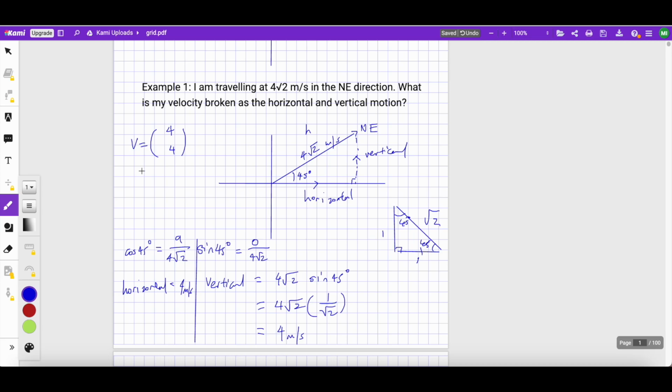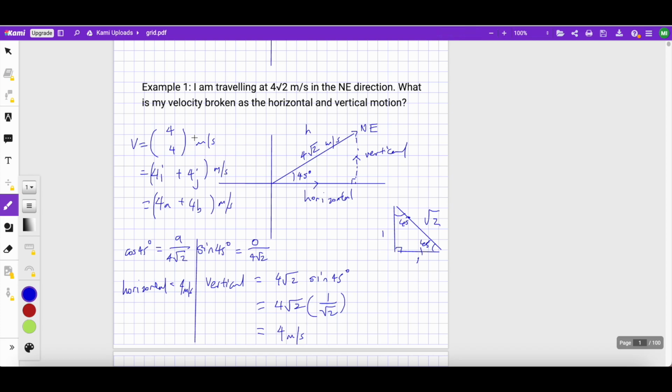Or you can say, okay, I forgot the unit. You can say it's 4i plus 4j meters per second. So that's another way to represent that. Or you can use 4a plus 4b meters per second. Now, either one of these would work to explain where the horizontal component and the vertical component are.